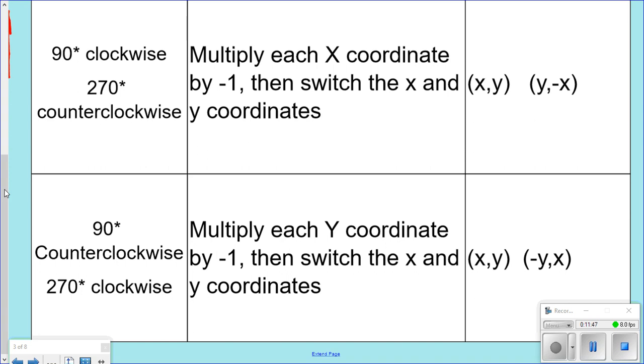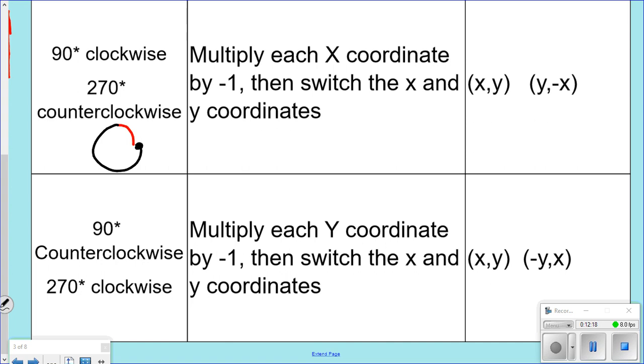Does anybody know why I can use the same rule for 90 degrees clockwise and 270 degrees counterclockwise? Alex? Because you'll get the same point. Yeah, you're going to get the same spot. If I say go 90 degrees clockwise, we're going to end up there. But if I say go 270 counterclockwise, guess what? We end up at the same spot. That's how you can use the same rule for this one, and the same rule for this one, because you're still going to end up in the same spot, whether you go straight or whatever way. That's why that works. Anybody still need this?